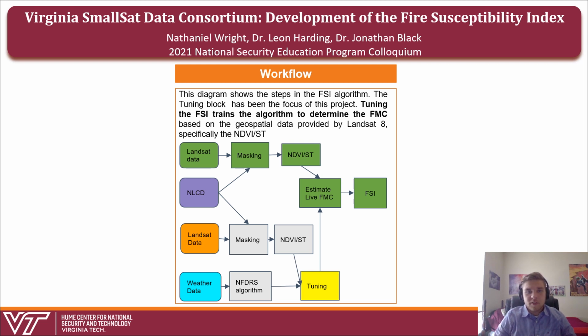This block diagram shows a rough sketch of the FSI algorithm. Live data is shown in green, which will eventually be used to predict fire risk in real time. The National Land Cover Database, or NLCD, allows for the masking of urban areas, water, and other non-applicable areas, which give erroneous values as a result of their light reflectance. The weather data is used to compute fuel moisture content through equations published by the National Fire Danger Rating System. The tuning of the FSI, which is the most important step, correlates remote sensing data with the fuel moisture content values to allow prediction of fuel moisture content through remote sensing.